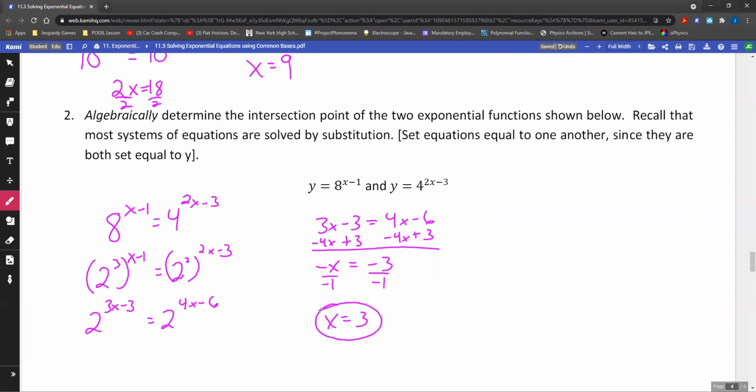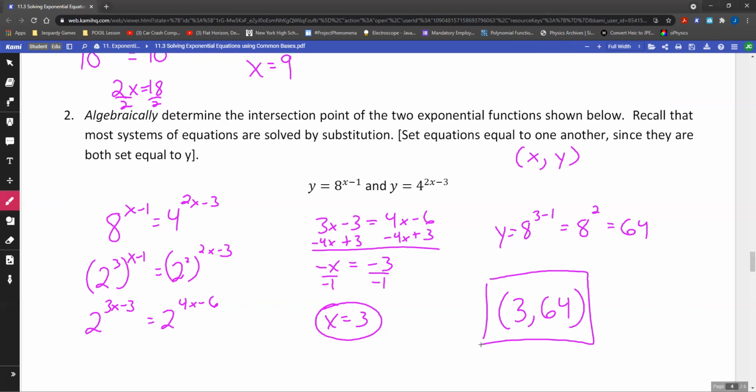Now, actually, I need one more thing because they want the intersection point. The intersection requires both an x and a y value. So now that I know that x equals 3, I have to plug it back into one of these equations and figure out what I get. So 8 squared is 64. So my intersection point would be (3, 64), when x is equal to 3 and y equals 64.